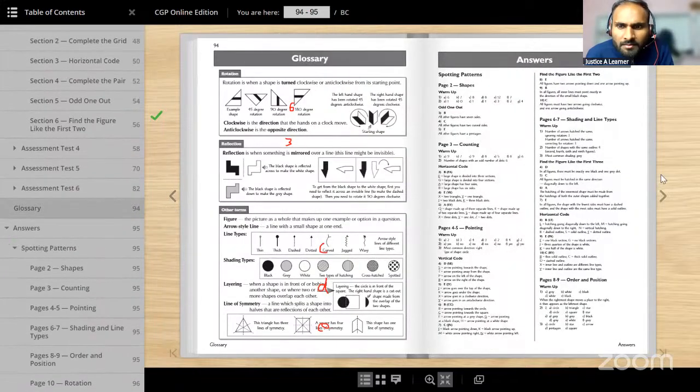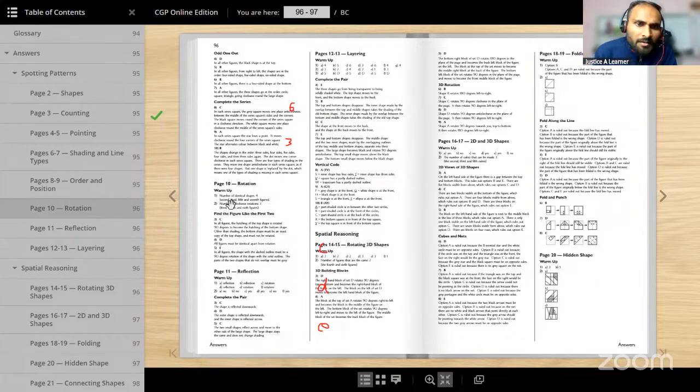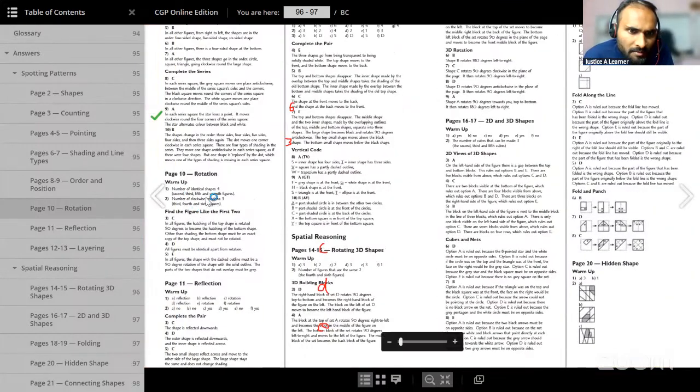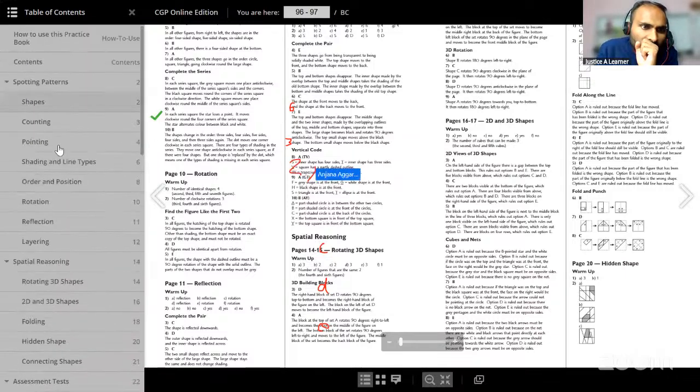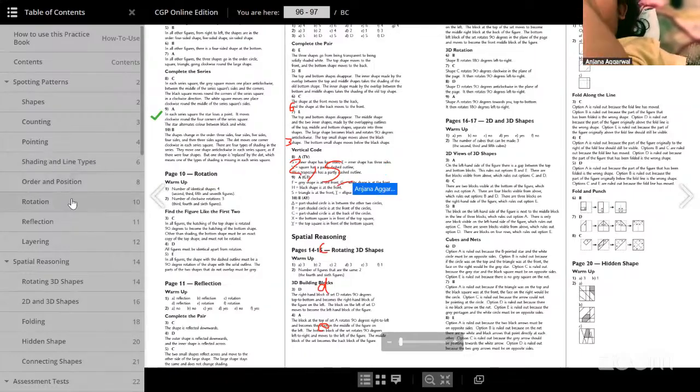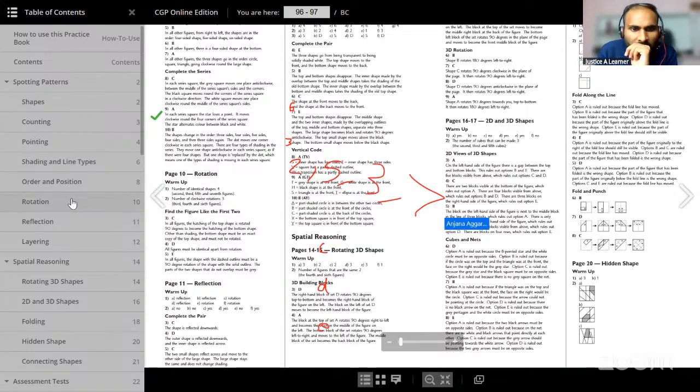Page number 19. Yeah, this one. Here we have. First one you wrote 6, but this is 4. The answer is second, third, fifth, and seventh figure. Let us observe it once again. Second, third, fifth, and seventh.